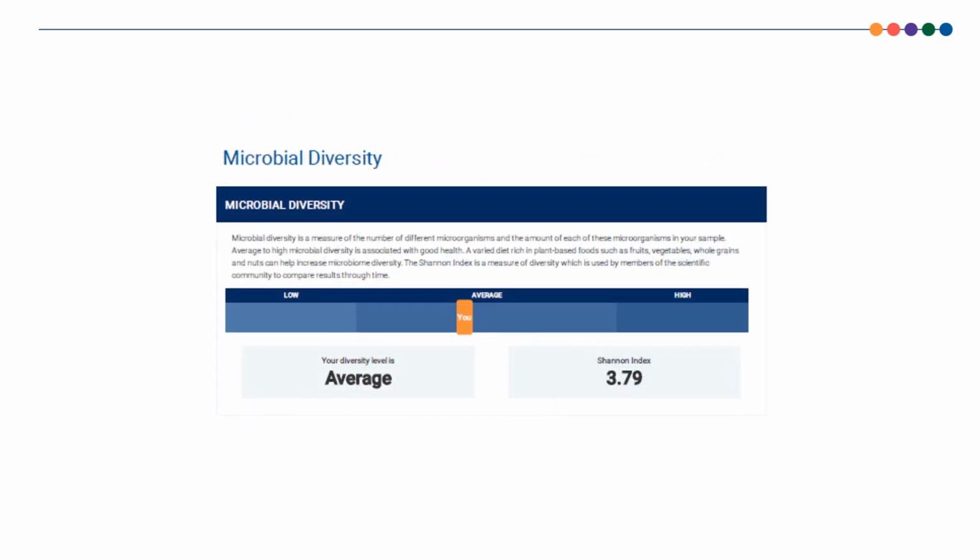Next in the report overview is the microbial diversity measurement. Diversity assesses the number of different microorganisms, or richness, and abundance of each, or evenness. A higher diversity is ideal. If diversity is low, a diet that includes a variety of plants as well as fermented foods may be recommended to encourage microbiome diversity. This measurement is also known as the Shannon Index, which is widely used in scientific research.